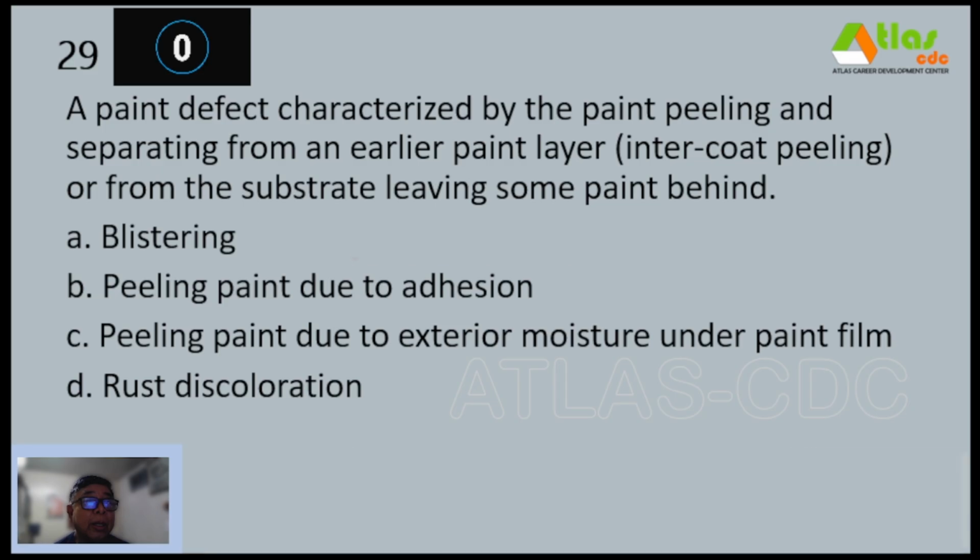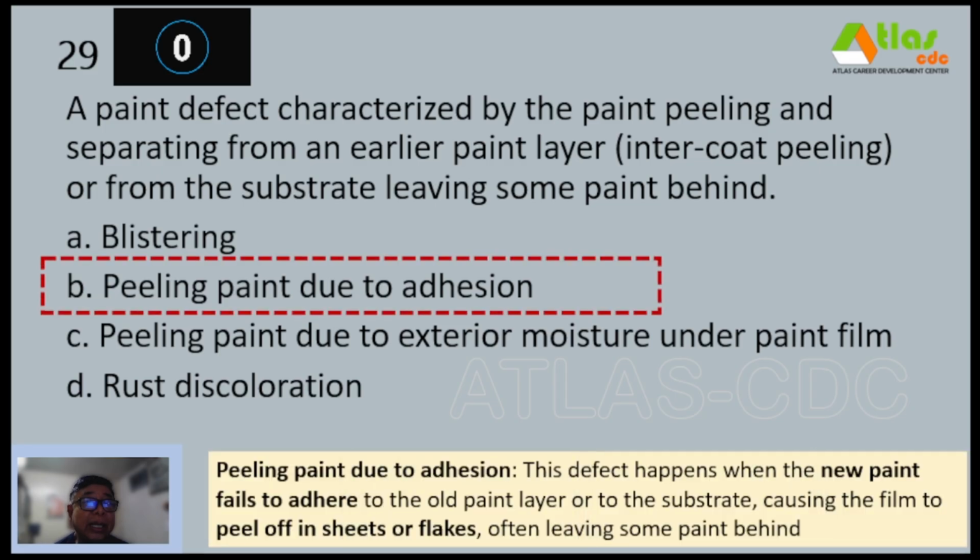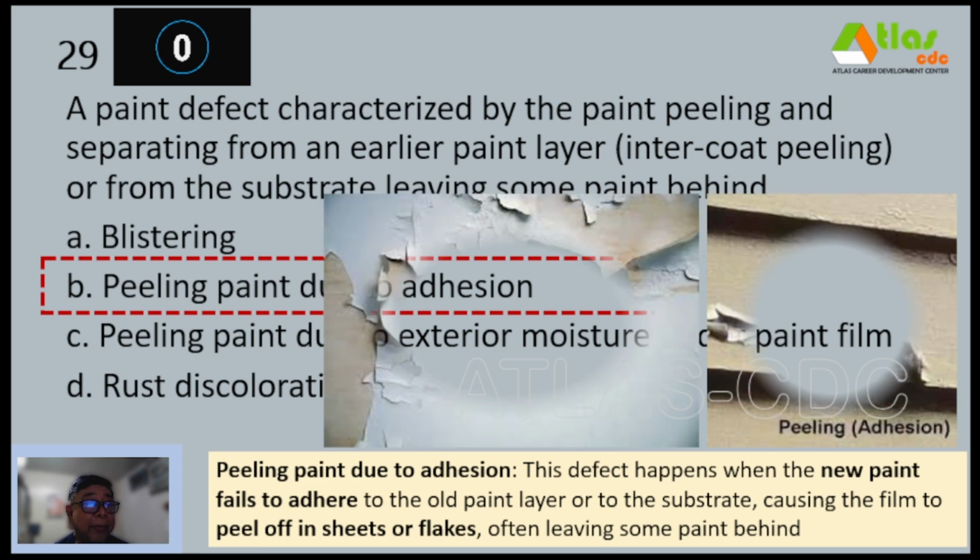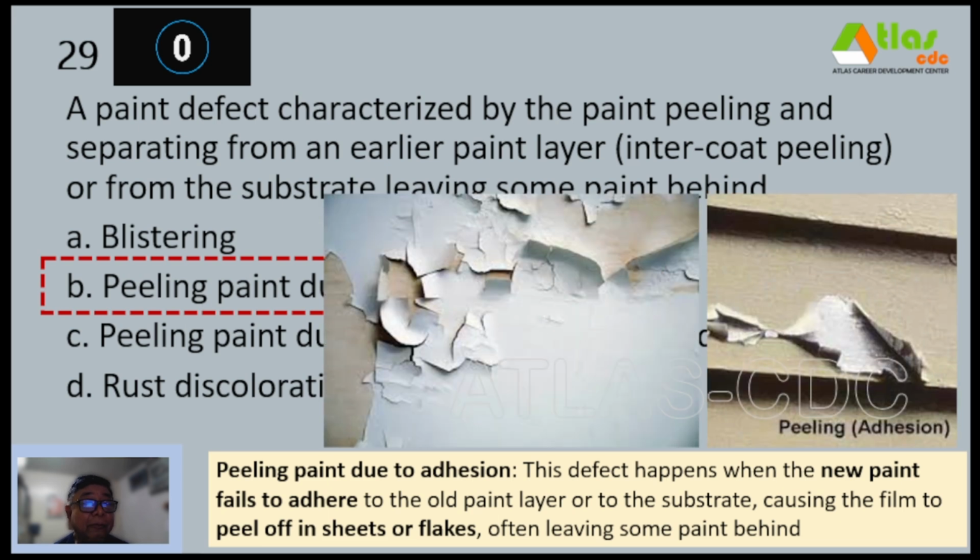And our correct answer is letter B, peeling paint due to adhesion. So this defect happens when the new paint fails to adhere to the old paint layer or to the substrate, causing the film to peel off in sheets or flakes, often leaving some paint behind.